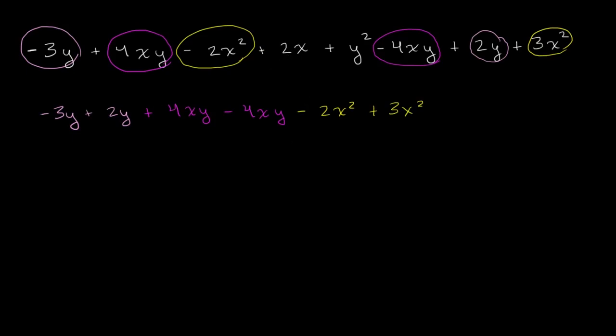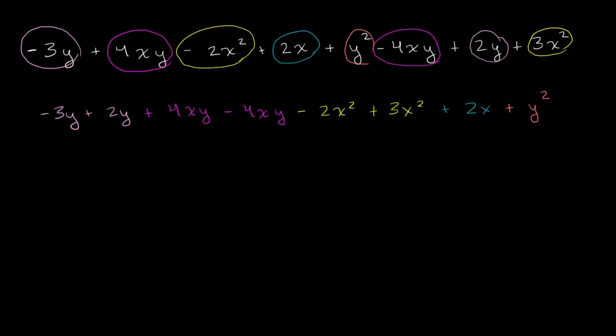And then let's see, I have an x term right over here. And that actually looks like the only x term. So that's plus 2x. And then I only have one y squared term. I'll circle that in orange. So plus y squared. So all I have done is I've reordered the statement and I've color-coded it based on the type of term we have. And now it should be a little bit simpler.